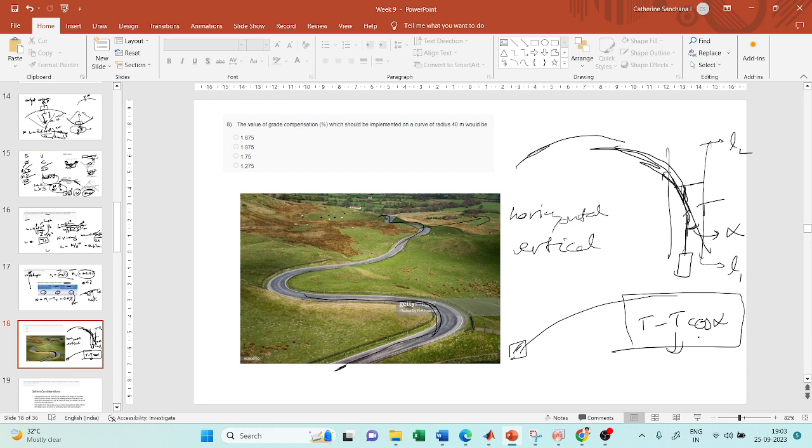So in such a case, what you should do is provide grade compensation. What do I mean by grade compensation? It is just a fancy term. It simply says that you have to reduce your vertical grade.